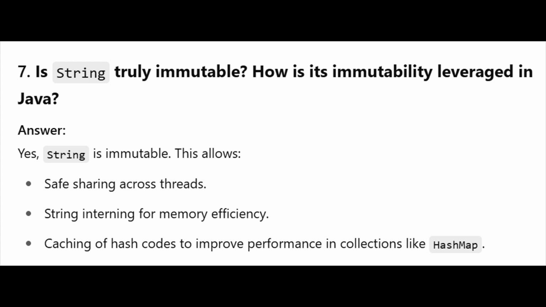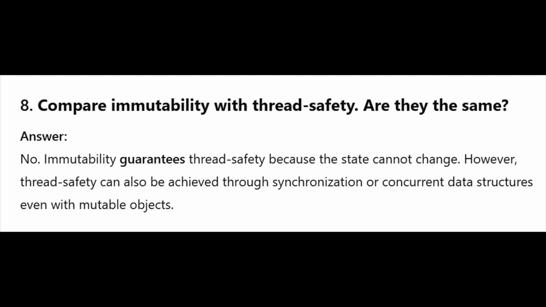7. Is String truly immutable? How is its immutability leveraged in Java? Answer. Yes, String is immutable. This allows safe sharing across threads, string interning for memory efficiency, caching of hash codes to improve performance in collections like HashMap.